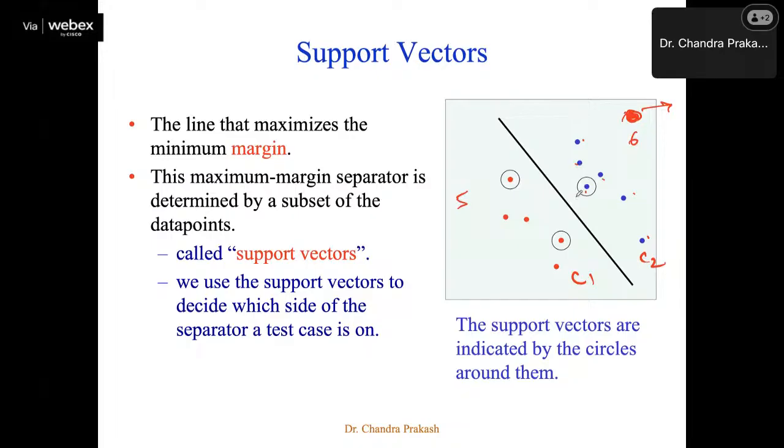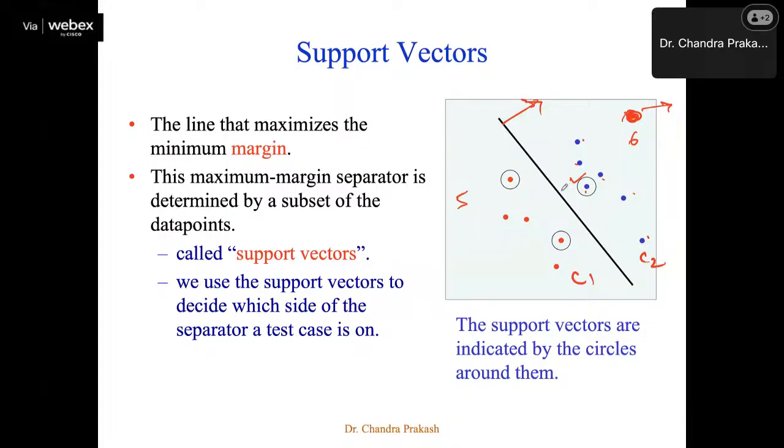Let's say I'm considering this as a line equation, or this is a boundary. The nearest data point to the boundary is called the support vector. So these support vectors help us in identifying whether it belongs to one class or another.